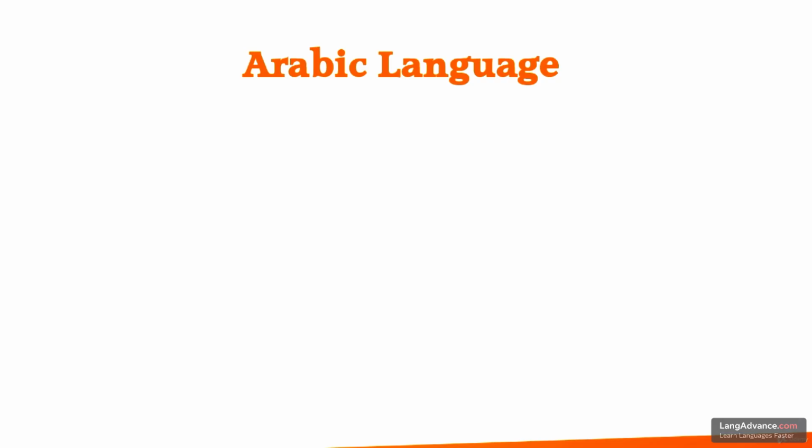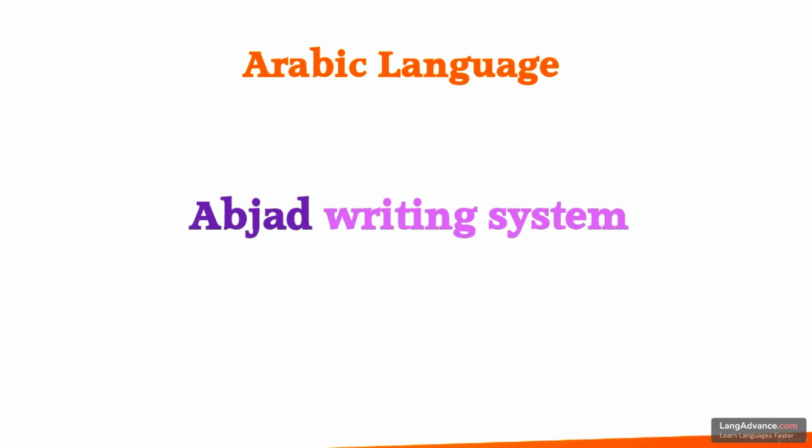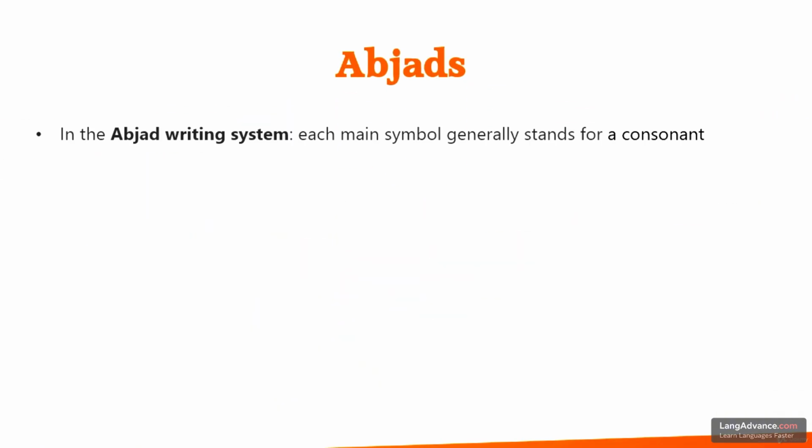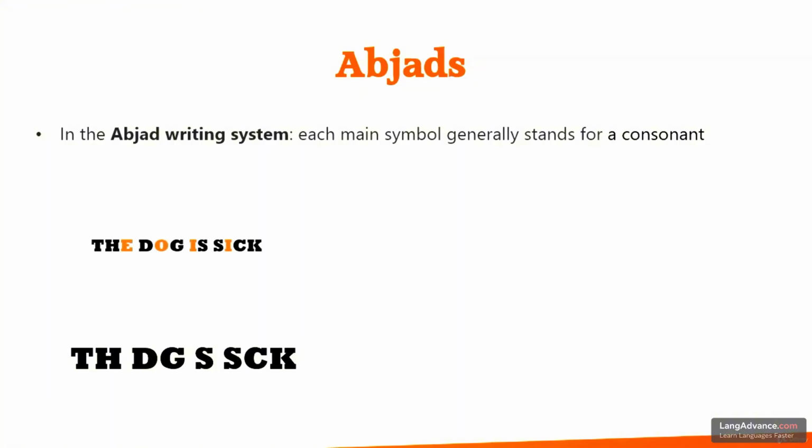Two features of the Arabic language are the abjad writing system and the triliteral roots. The first one concerns the way Arabic is written, and the triliteral roots is about how the vocabulary is built in Arabic. In the abjad writing system, each main symbol generally stands for a consonant. To demonstrate this concept, we will use English symbols. For example, we have these series of consonants, and this stands for the dog is sick. As you can see, I've removed all the vowels and left the consonants.